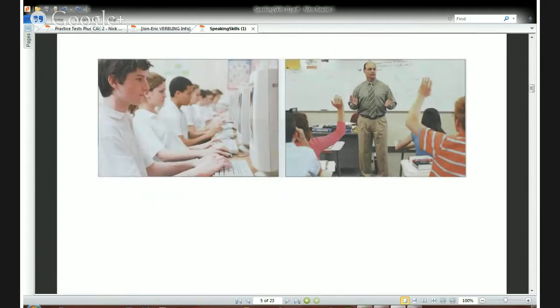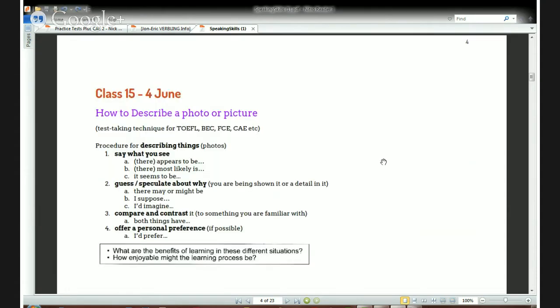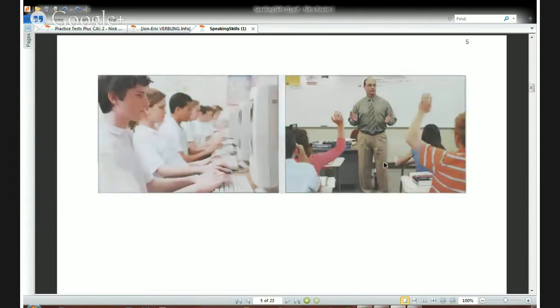So what we're going to do is take a look at the first 2. Maybe we can do 1 photo each just because we're working in a group. And think about our key words that we have so far, okay? So the first step is to say what you see. There appears to be, the most likely is, it seems to be. And we're going to add more to that in just a minute. Tell me what you see in the first picture using one of those key expressions, Alessia.